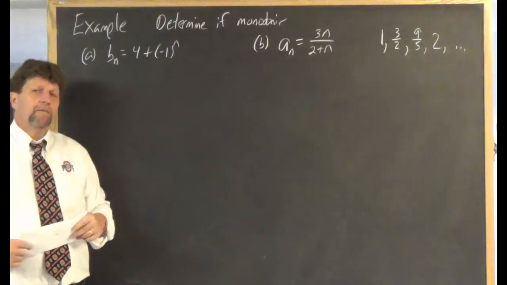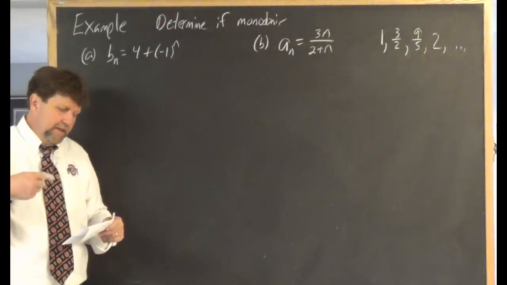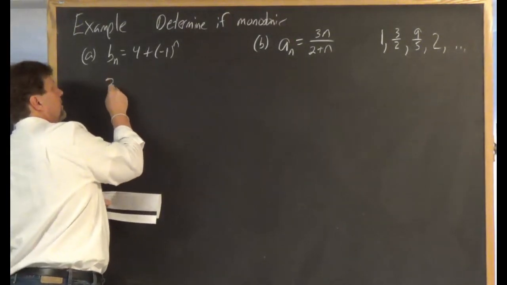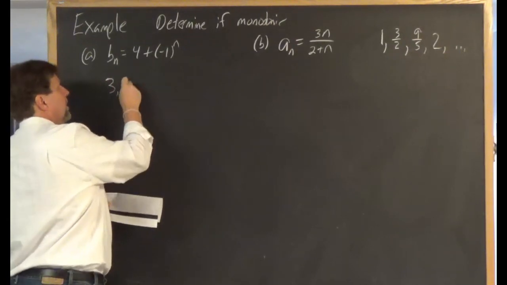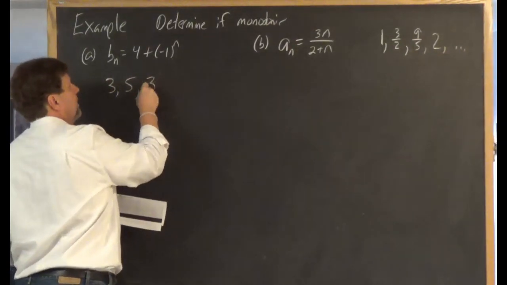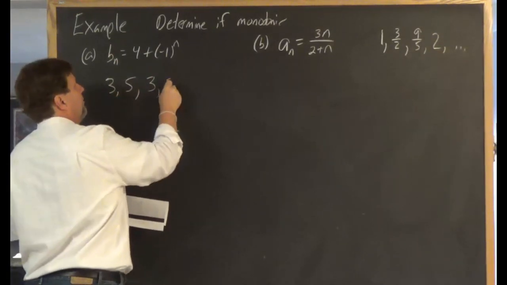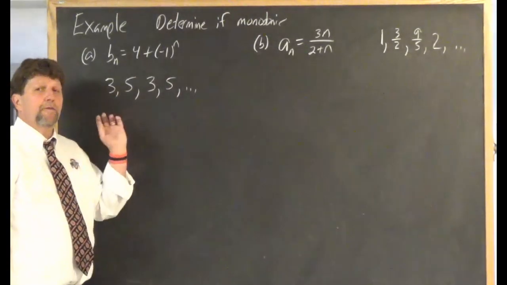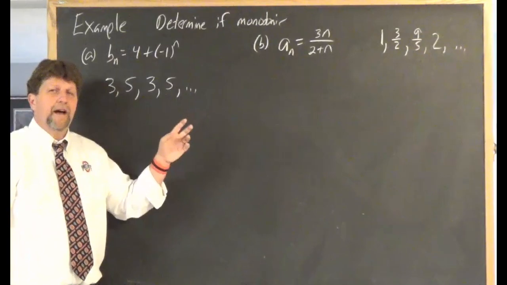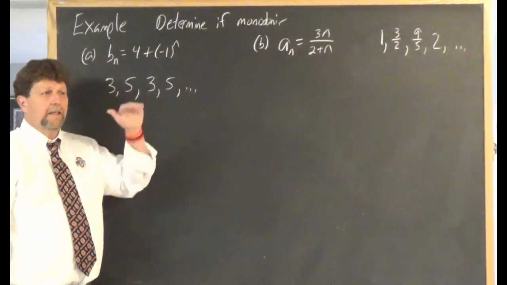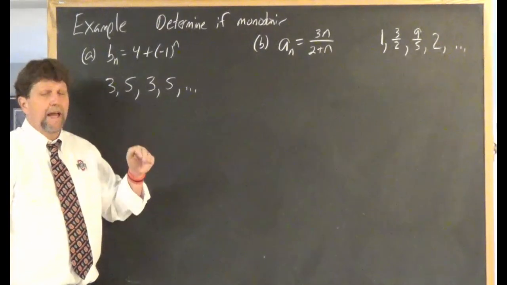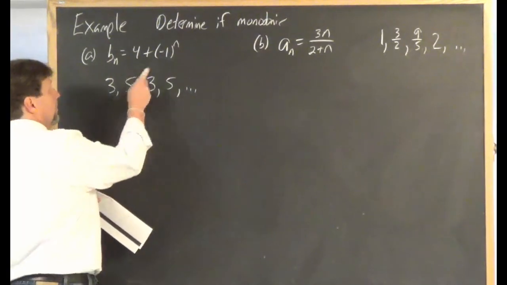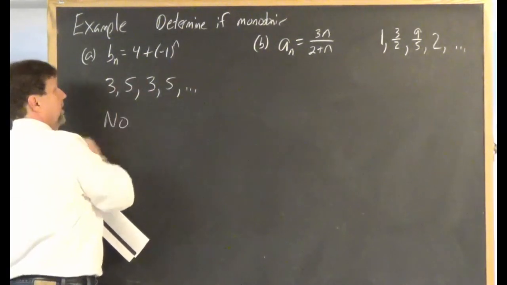b sub n equals 4 plus negative 1 to the n. So if I start to list the terms of that sequence, when n is 1, the term would be 3. When n is 2, it's 5. When n is 3, 3. When n is 4, 5. It looks like I'm detecting a pattern here. The terms are going to go 3, 5, 3, 5, 3, 5, 3, 5. It's an oscillator. It's oscillating between two specific values. Is that monotonic? Absolutely not. This is not monotonic. So is this sequence monotonic? No.